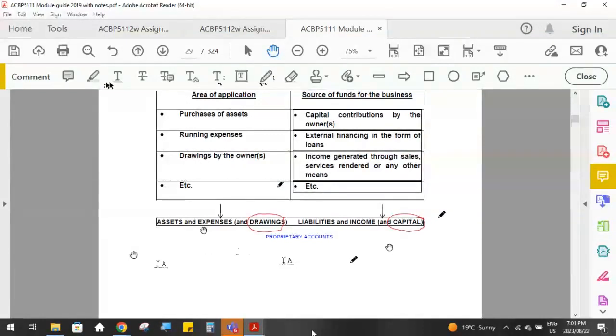So in the double entry system, we would debit bank account, credit the capital account. And when the owner takes money or goods out of the business, if the owner's taking money out of the bank, we will debit drawings and credit bank account. So again, we are always accounting for the sources of funds and the application of the funds.